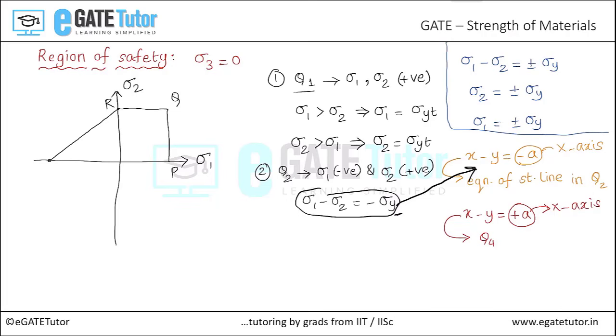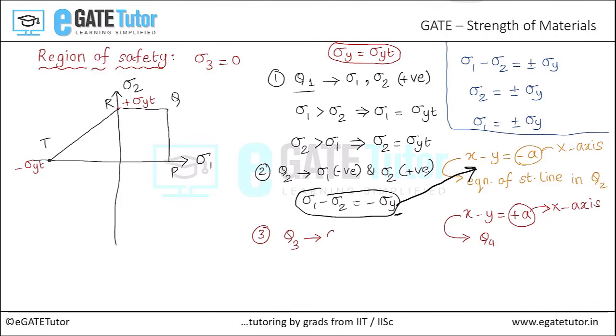Let us note this point as T. This point is minus of yield stress in tension, and this point is plus yield stress in tension. Remember that in these conditions we choose, we take the yield stress in compression equal to the yield stress in tension. Now let us move on to step number 3, where we will focus on the region of safety in quadrant 3.